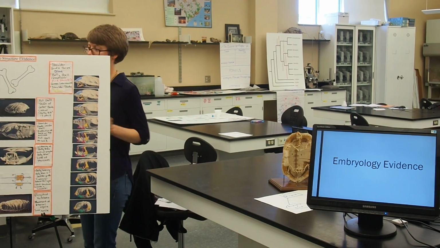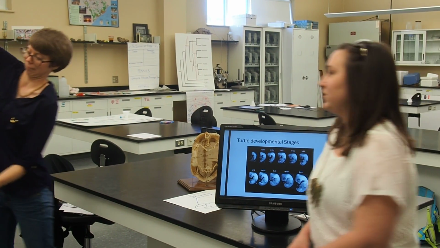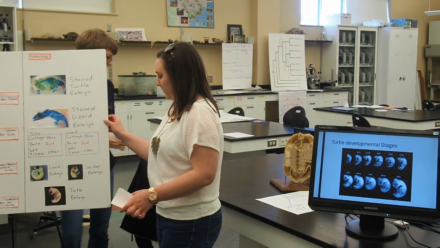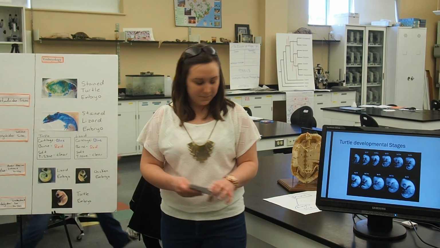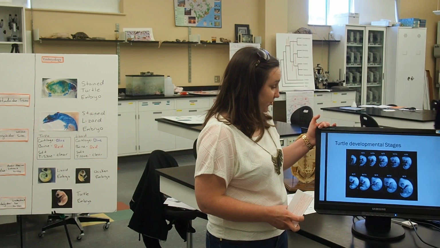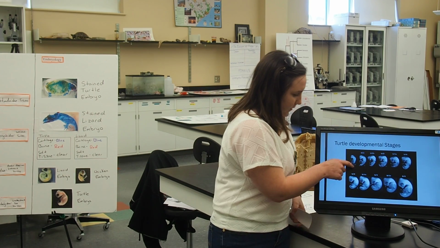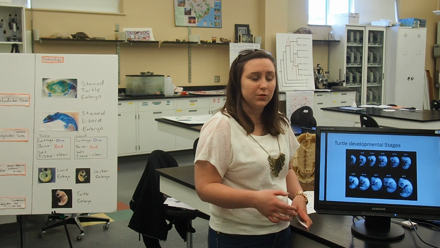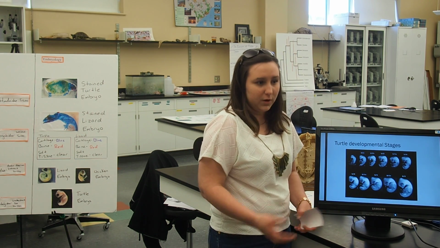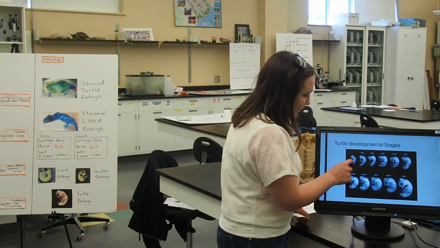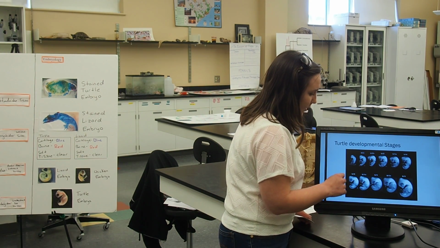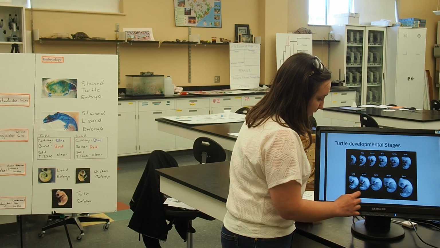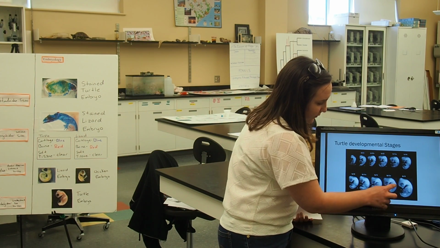All right, so let's talk about some embryology evidence. First off, we have the turtle stages of development. As you can see, in the beginning stages of development you can't really tell the differences in the embryos of many tetrapods. There's not as big of a difference. But as we go along, we have the cranium developing and the four-limb structure. However, as we get farther along in the development timeline, we see the development of the shell.